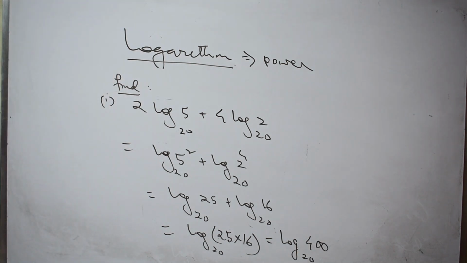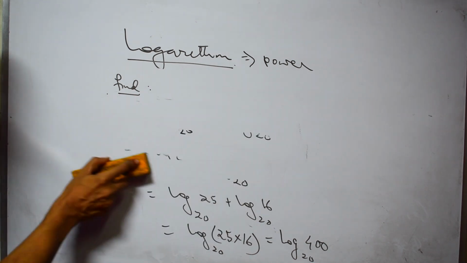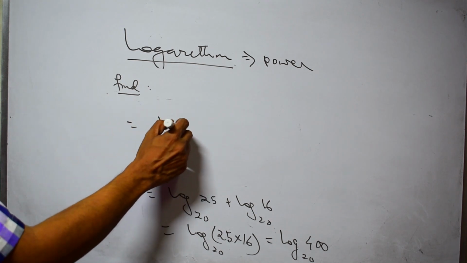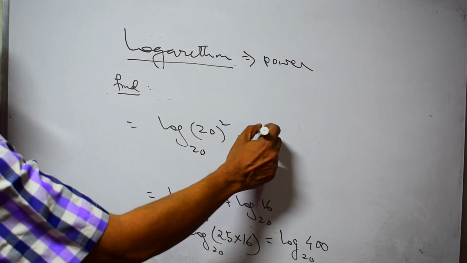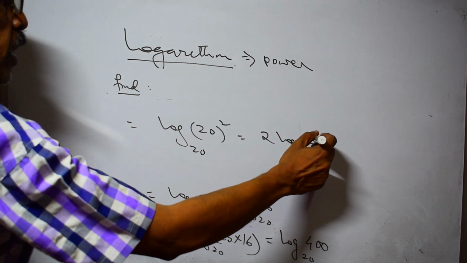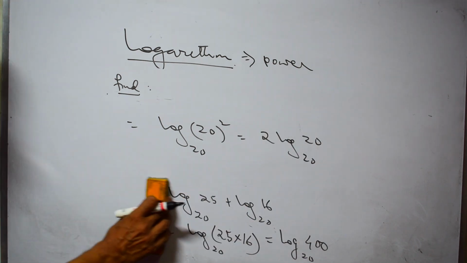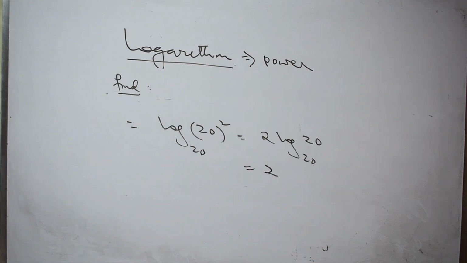Now what is 400? 400 is 20 square. So the final result will be log 20 whole squared, with base 20, that is 2 log 20 to the base 20. Since these are equal, log 20 to the base 20 is 1, so our answer is 2. This way we can simplify log with algebra instead of calculating the value.